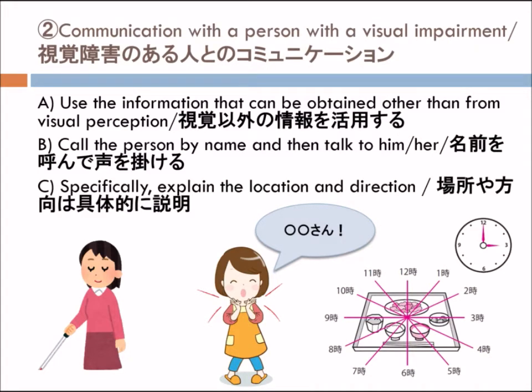3. Specifically, explain the location and direction. When you explain the location, be specific. For example, tell the person, to your right and to the direction my voice is coming from. When the person is having a meal and you need to tell him or her where a specific dish is located, you can explain its direction by mentioning the direction to which the hour hand of a clock is pointing at a certain time of the day. This method is called clock position.